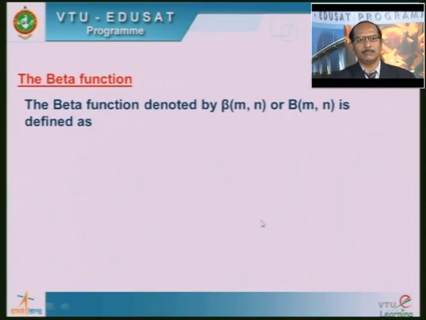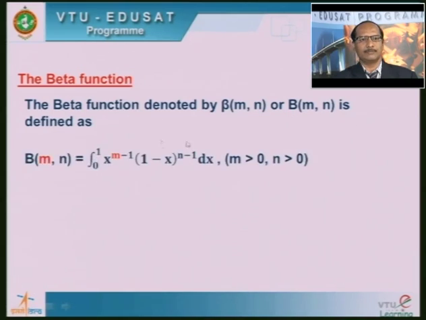Now, coming to what is a beta function. The beta function is denoted by the symbol beta in brackets m comma n, or we can write capital B of m comma n. It is defined as the integral from 0 to 1 of x to the power m minus 1 and 1 minus x to the power n minus 1 dx, where m and n are positive numbers.